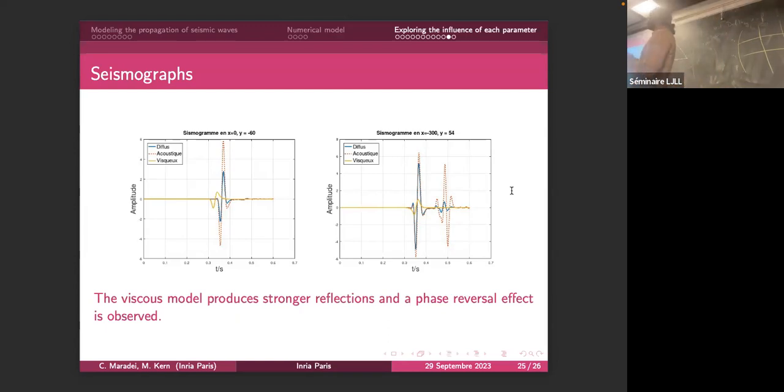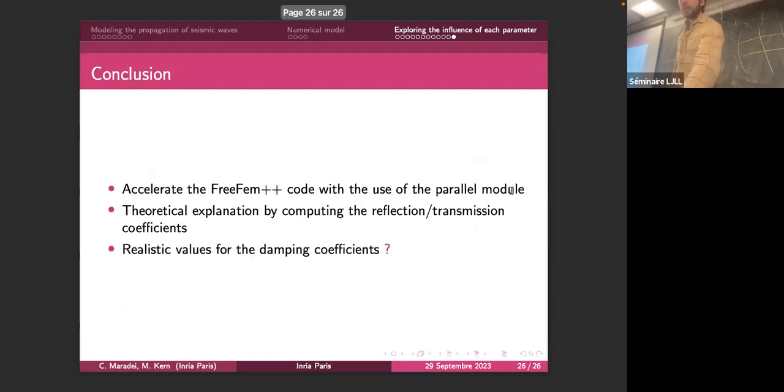If we look at the seismograph as well, we can observe that we indeed have damping. In yellow, that's the viscous model. In red dots, that's the acoustic, and in blue, the diffusive. We see that there's damping for each new model we introduced, but we also see what we wanted, which is the phase reversal effect. You can see that the blue line and the red line and the yellow line are really in opposing phase, and that's what we expected from the physics.